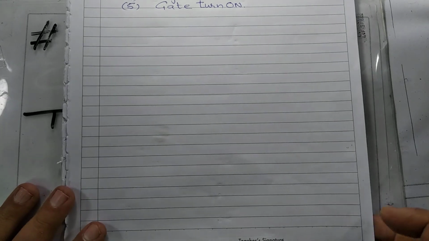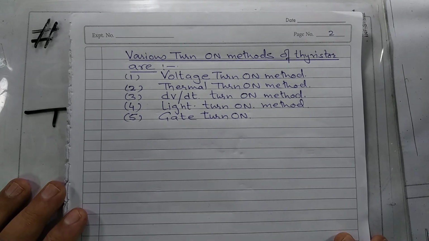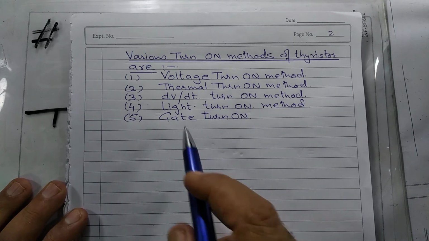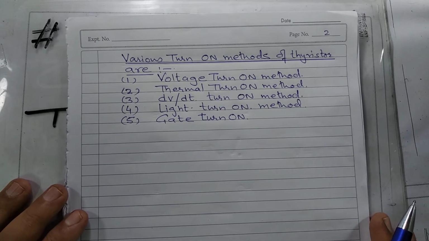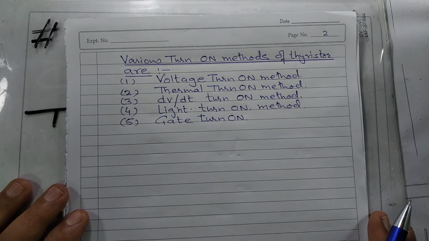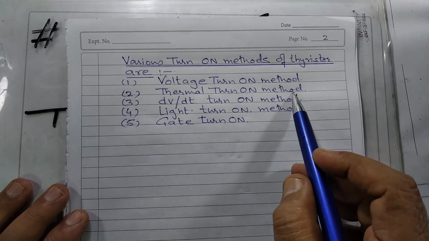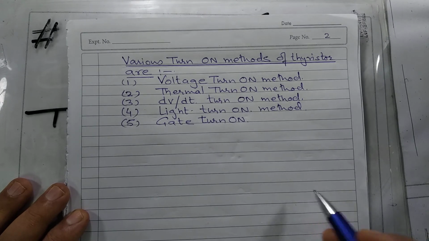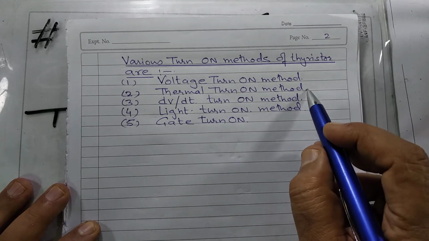Now there are mainly 4 techniques which are used to turn on the thyristor. First one is voltage turn on method. In the voltage turn on method, we keep on increasing the voltage without connecting the gate, and at a certain point it becomes on, and this is called voltage turn on technique. Second is thermal turn on method. While the SCR or thyristor is connected in forward bias condition, we just keep on increasing the temperature. So due to the increase in temperature, the device turns on.